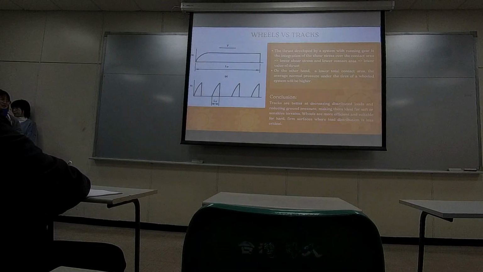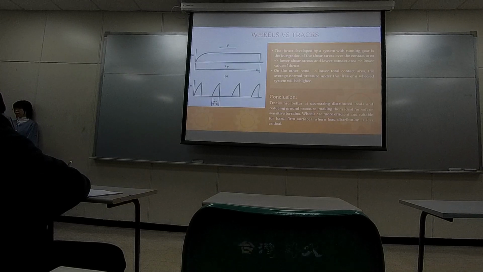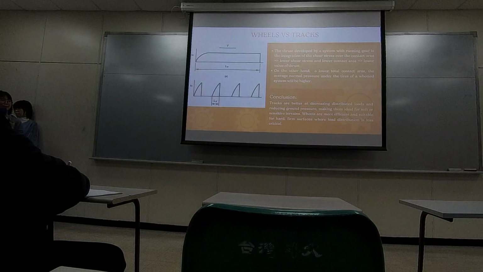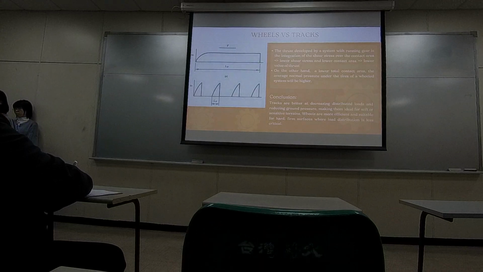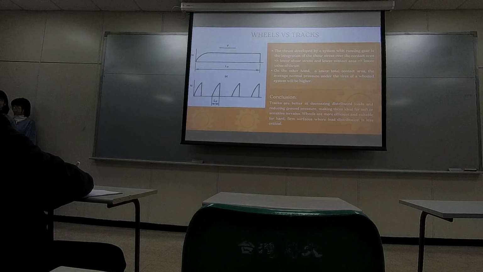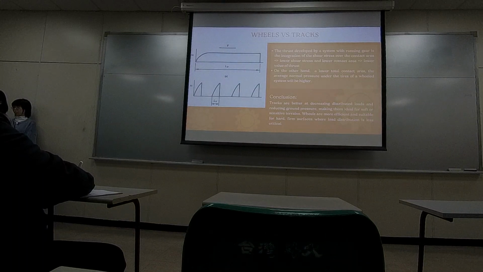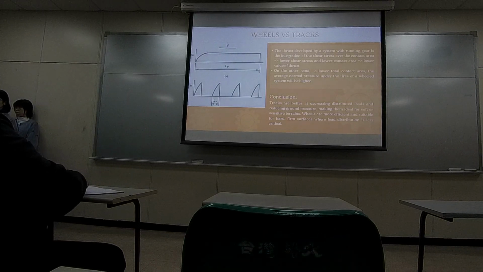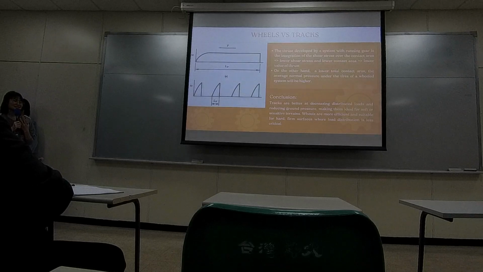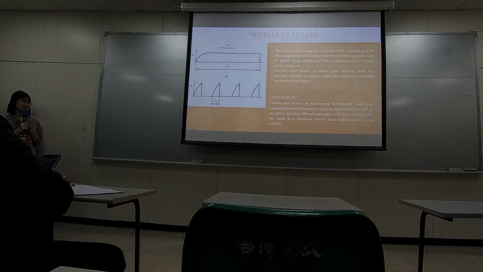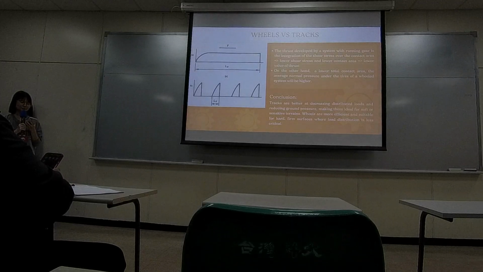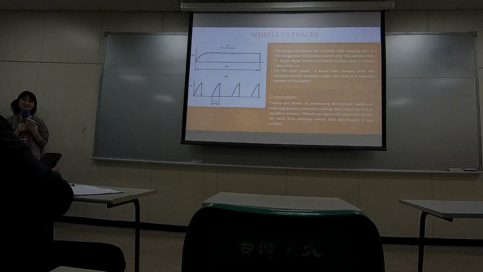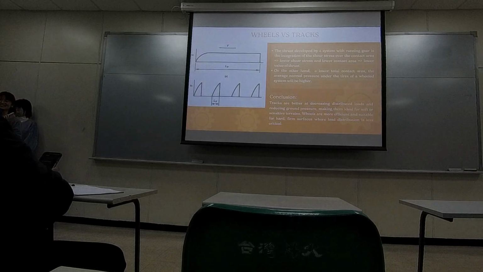So this leads to the conclusion that tracks are better at decreasing distributed loads and reducing ground pressure, making them ideal for soft and sensitive terrains. However, wheels are more efficient and suitable for hard and firm surfaces where load distribution is less crucial. In this case, we consider all the conditions are the same, but we want to get rid of breaking the floor, so we think tracks would be a better solution in this case. That's all.